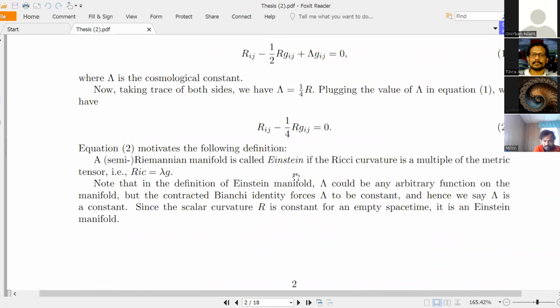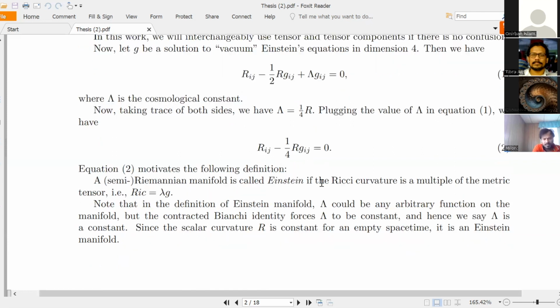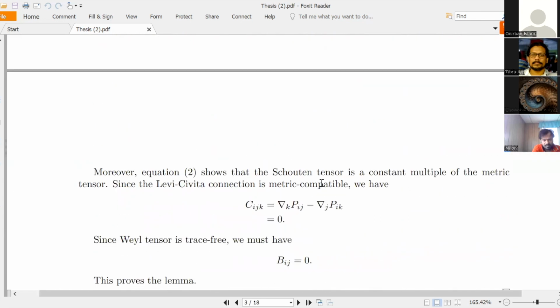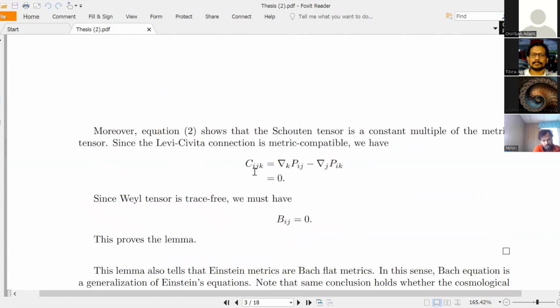Anyway, let's see. So here, in equation two, my scalar curvature R is basically four times a cosmological constant. That basically means R is lambda, R is constant. Therefore, equation two is a criterion for Einstein manifold. Whenever you have the Einstein field equation, mathematicians say the solution to your equation is an Einstein metric, and by extension our manifold is Einstein.